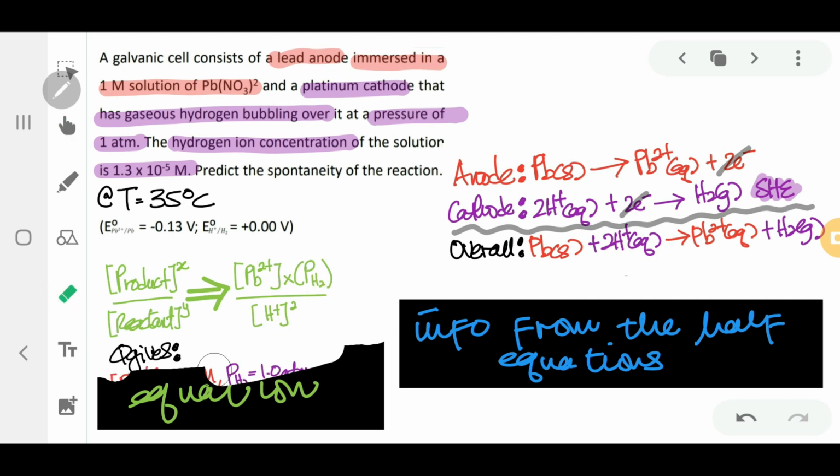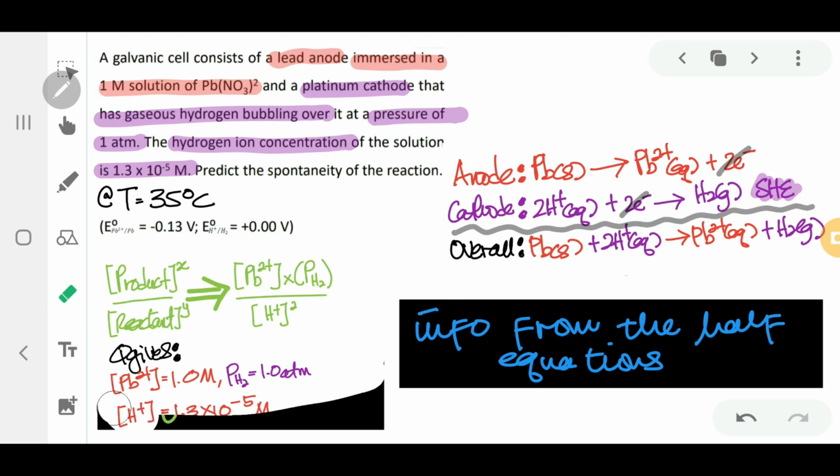And the question gives you this information. For the reactants, you have 2 moles of H plus aqueous. That's why you have it to the power of 2. Over here to the power of 1, because you have 1 mole of Pb2 plus and 1 mole of H2 gas. You need to remember that one. So the power of 2 over here is because you have 2 moles of H plus aqueous. Therefore, the quotient will be written in this form.